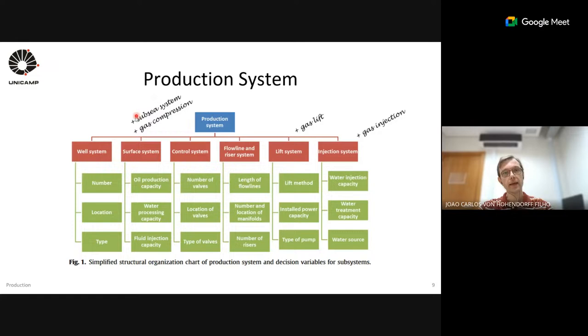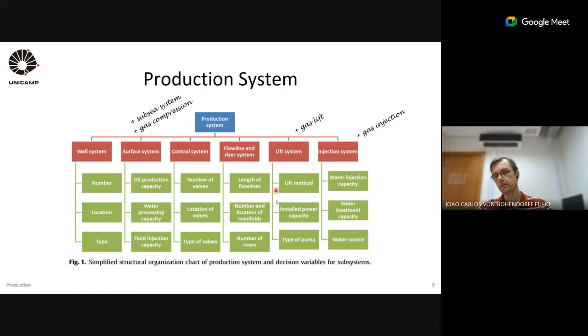It's related more to the topsides. The control system, especially when I think about control valves installed in the wells to enhance well management. The flow line riser system, in terms of length of flow lines, number of risers, and number of manifolds, which are subsea equipment.